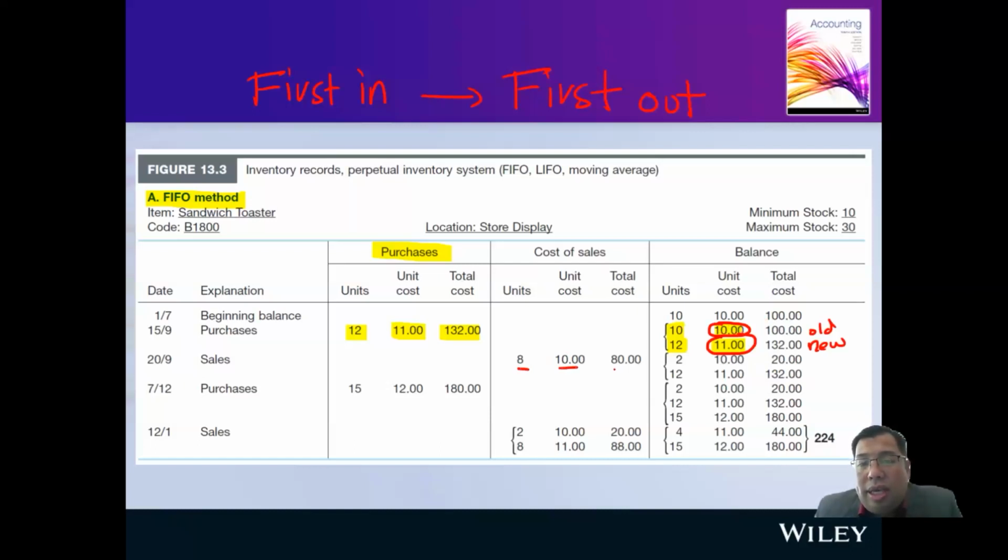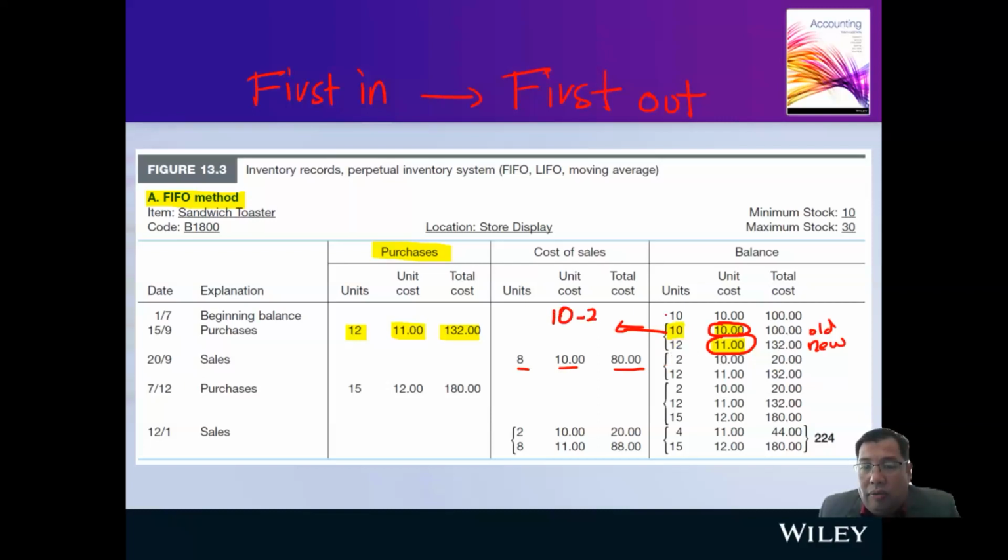So my cost is 80. My total cost of sale is 80. What happened to my inventory? I have 22. I sold 8. My balance is 14. And of this 14, I sold the 10 here. 10 minus 8, the old one. So my balance now is 2.